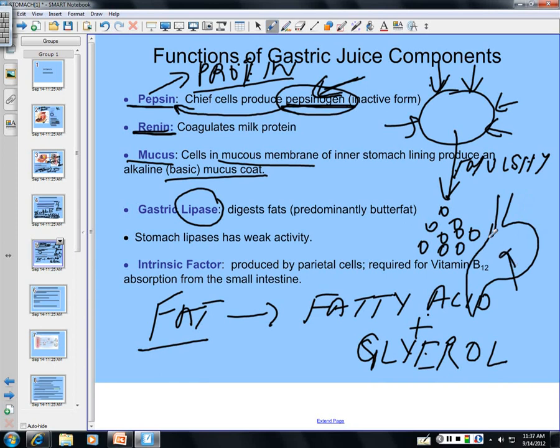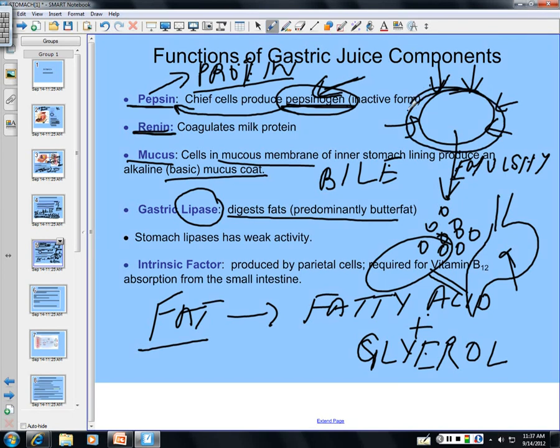And who does this emulsification? This is done by bile salts. We are in the stomach. There are no bile salts here. Bile salts are going to come from the liver into the duodenum. We are in the stomach. So of course what happens is very little of any fat digestion takes place, because remember, fat is a large big molecule. You have to emulsify it first.